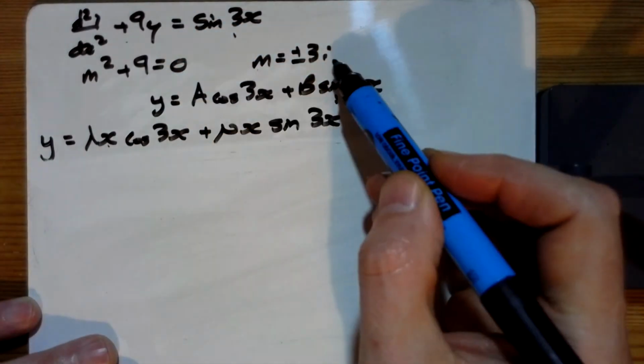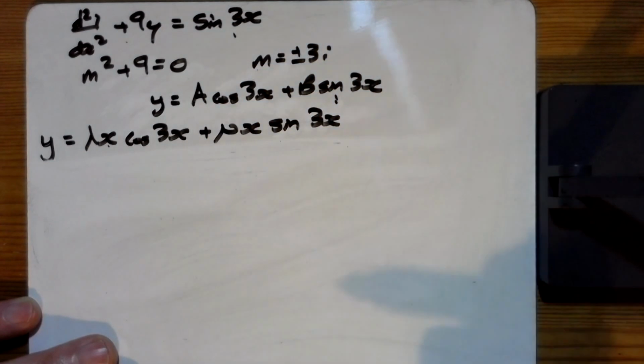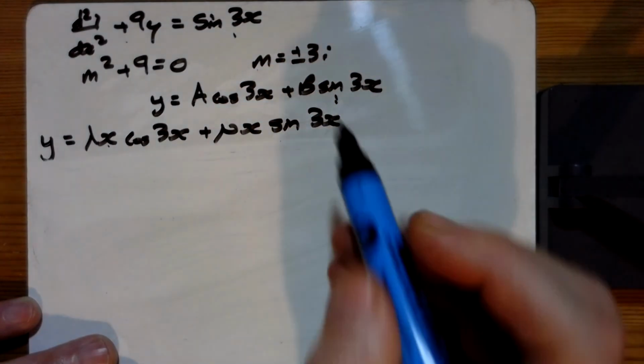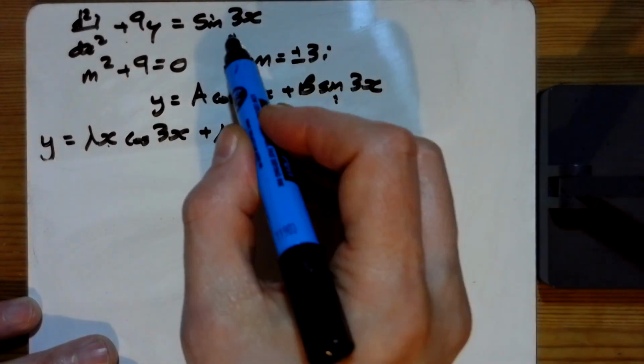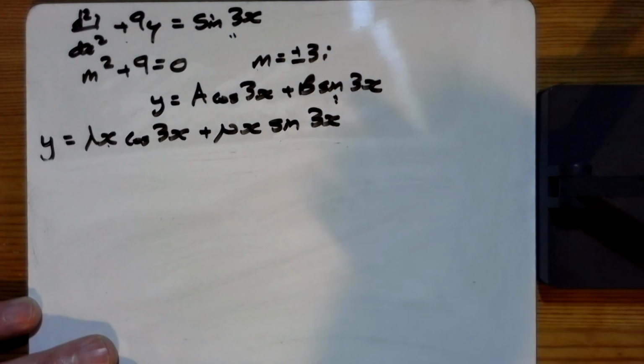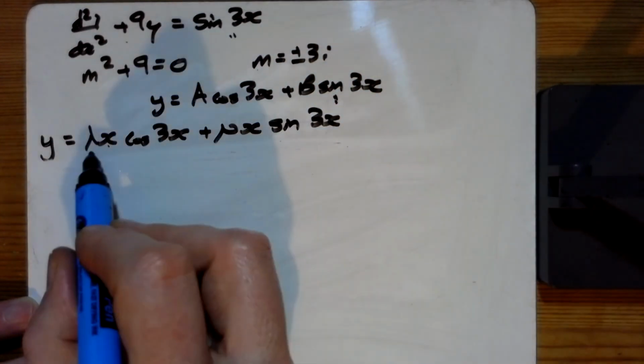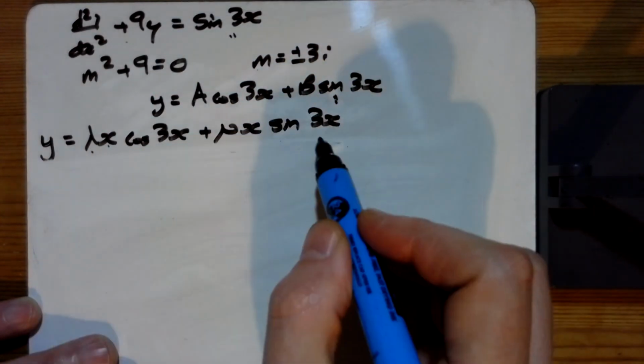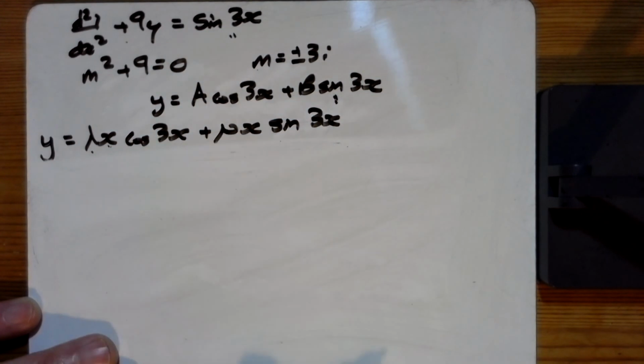It gives us a complex root. And so we got a cos 3x plus b sine 3x. No problem there. Issue, the sine 3x and the sine 3x match. So we go through that, we can't just have the lambda cos 3x plus mu sine 3x. We need the extra x in it.